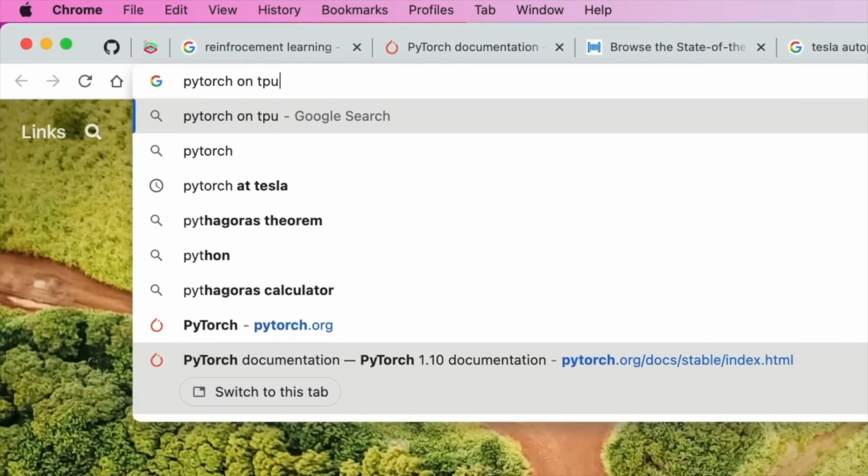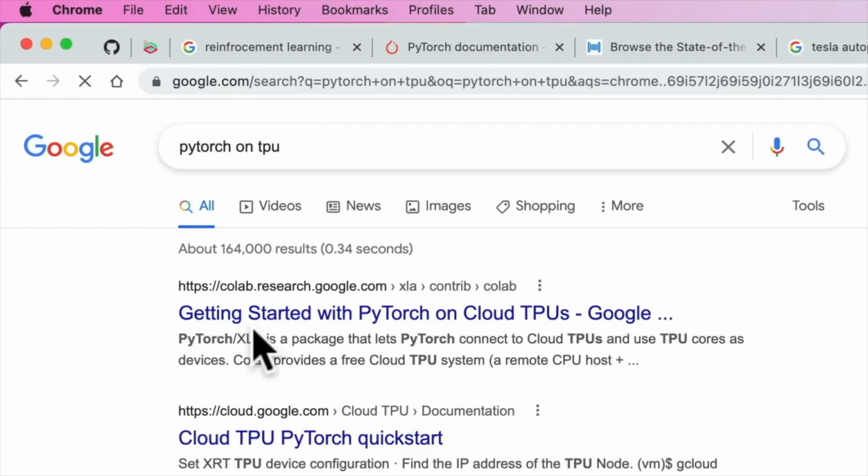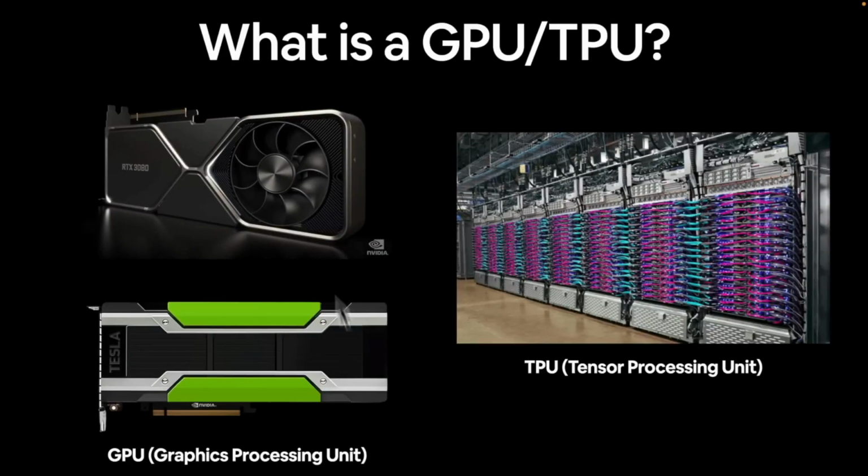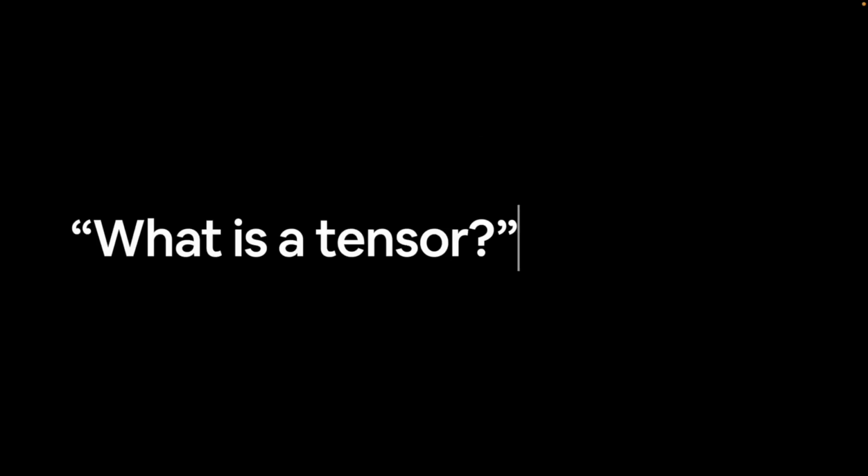And to just give you a quick example, PyTorch on TPU, let's see that. Getting started with PyTorch on cloud TPUs, there's plenty of guides for that, but as I said, GPUs are going to be far more common in practice, so that's what we're going to focus on. And with that said, we've said tensor processing unit. Now the reason why these are called tensor processing units is because machine learning and deep learning deals a lot with tensors. And so, in the next video, let's answer the question, what is a tensor?